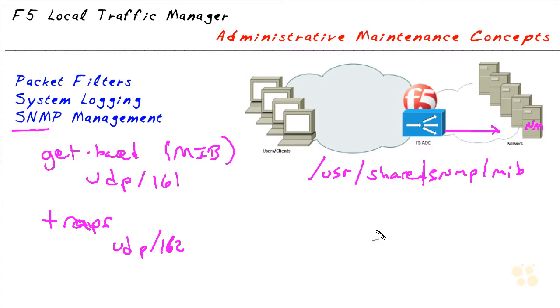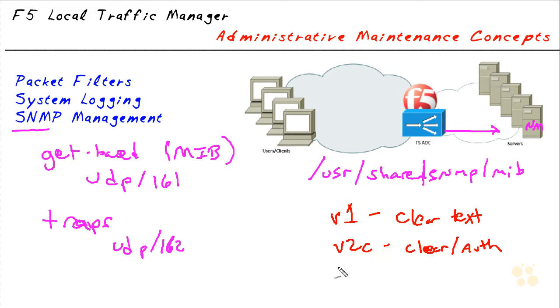When I do set things up, it's kind of important to know my different versions. V1 of SNMP is clear text. So completely clear, no passwords, nothing else. I have V2C, which is clear but authenticated. So I'll put some auth on there. And I have V3, which is authenticated and encrypted, or can be anyway.